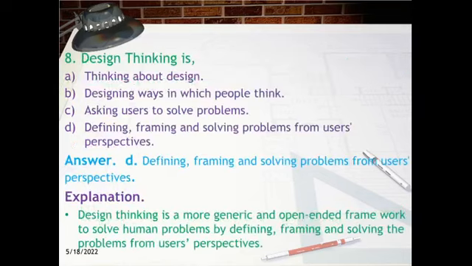8. Design thinking is: thinking about design; designing ways in which people think; asking users to solve problems; defining, framing, and solving problems from users' perspectives. Answer: D. Defining, framing, and solving problems from users' perspectives. Explanation. Design thinking is a more generic and open-ended framework to solve human problems by defining, framing, and solving the problems from users' perspectives.